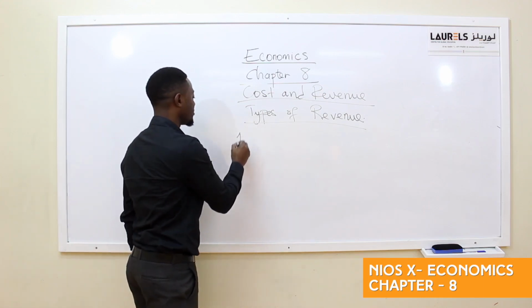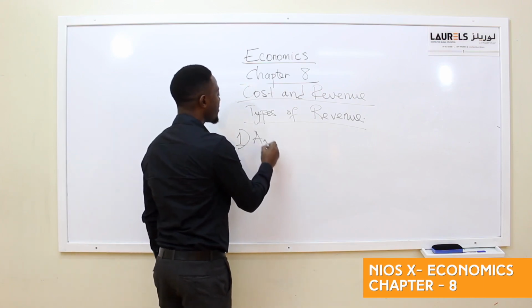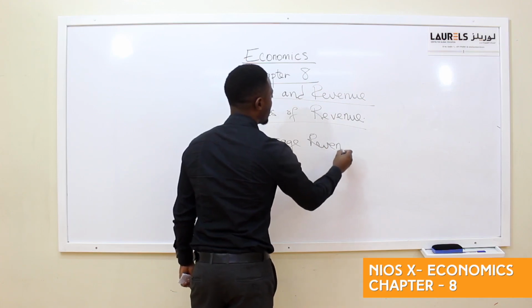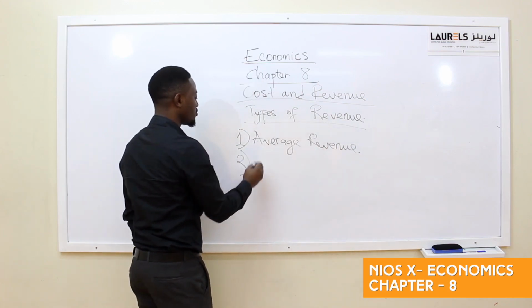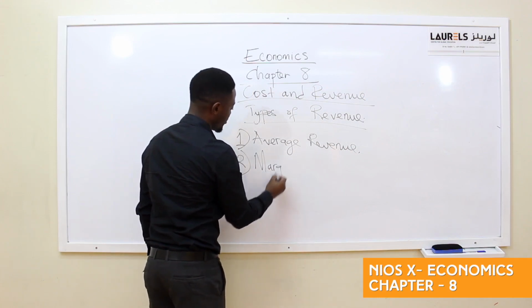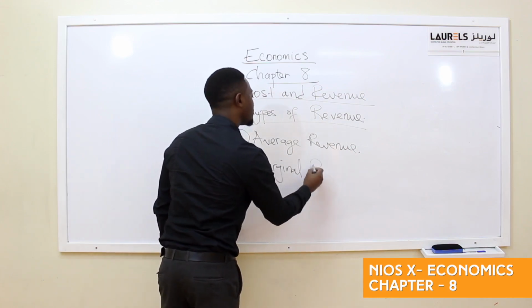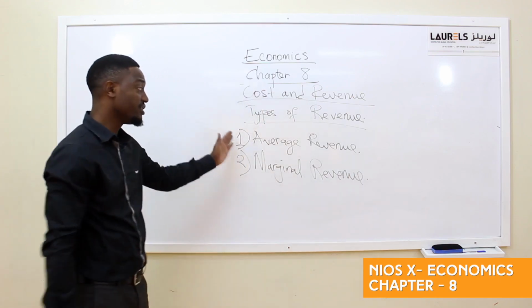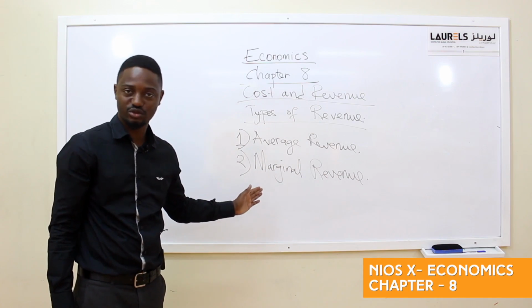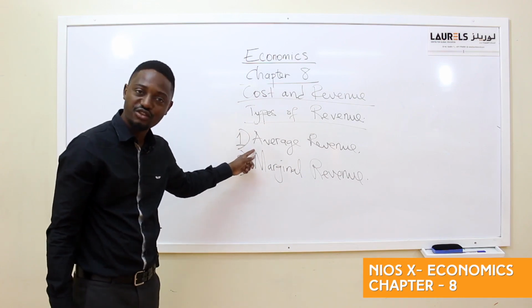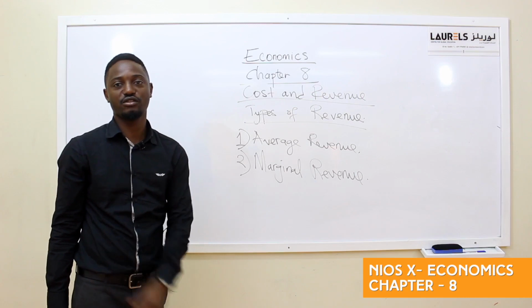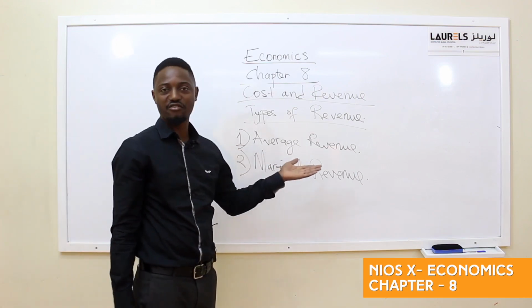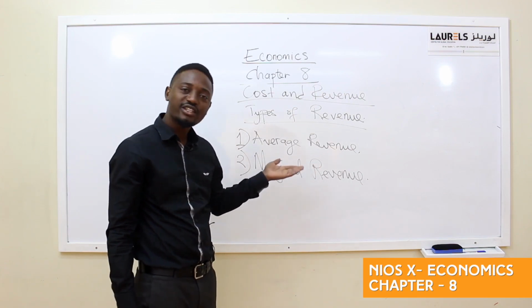The first type is the average revenue, and next we would look at the marginal revenue. So these are the two types of revenue which we would study. First, average revenue. Next, the marginal revenue. The question then is, let's begin with the first one. What is the average revenue?